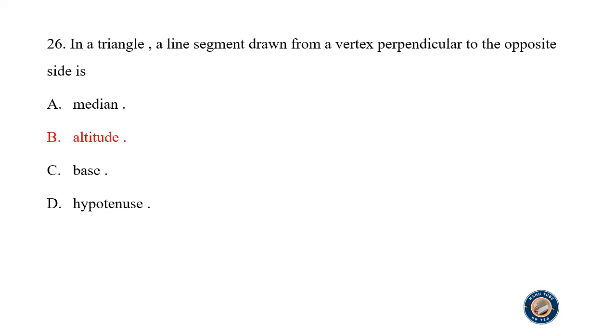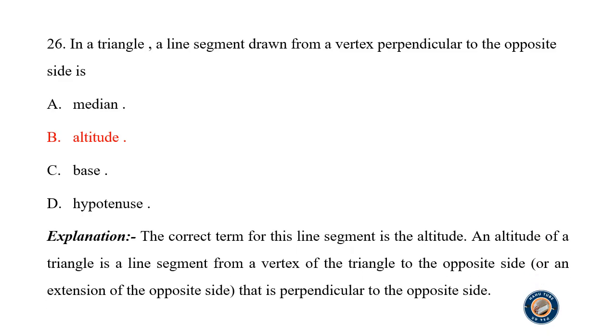The answer will be altitude. The correct term for this line segment is the altitude. An altitude of a triangle is a line segment from a vertex of the triangle to the opposite side, or an extension of the opposite side, that's perpendicular to the opposite side.